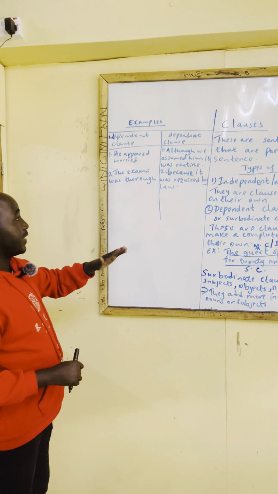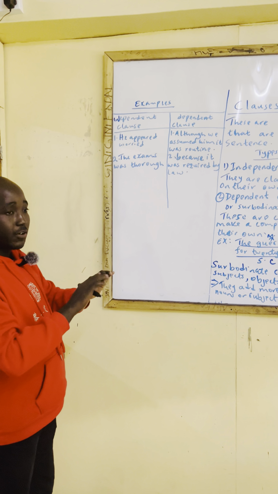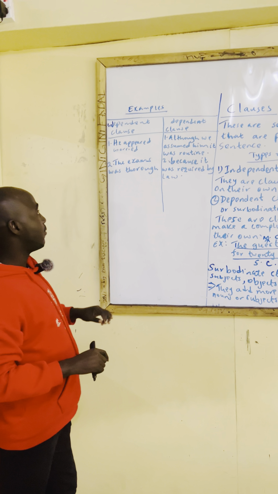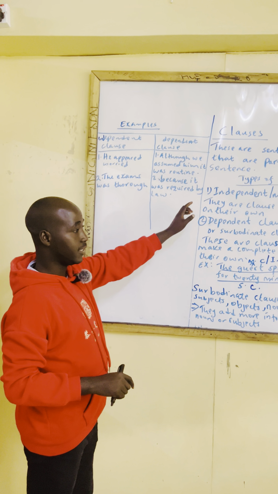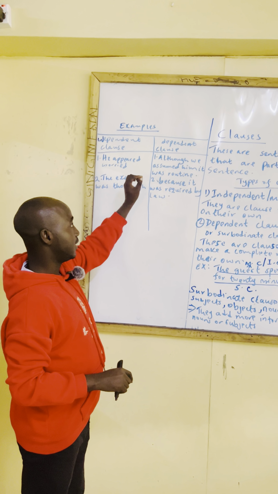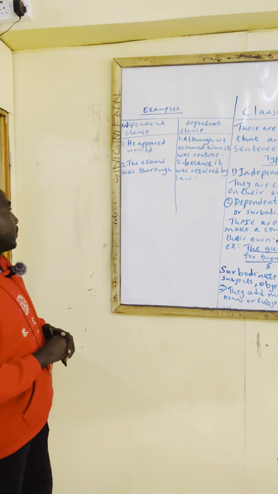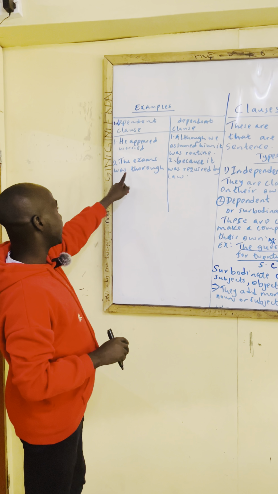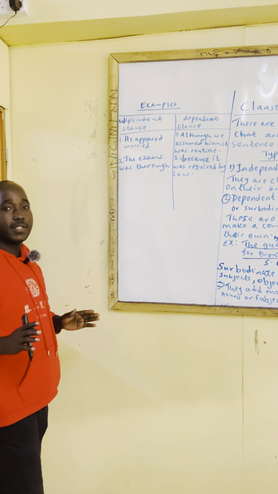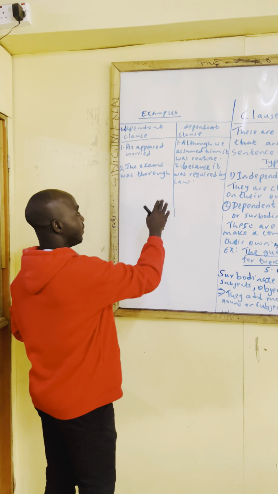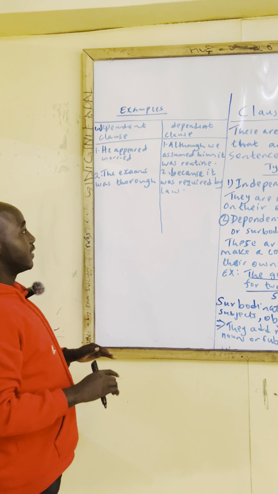He appeared worried. That means he was not settled, so it is showing complete meaning. While the dependent part, although we assumed him, it was routine, starts with although, a conjunction, so it does not convey a full meaning. There's some statement missing. Number two: the exams was thorough. That's a full sentence with a full meaning. But on the other side, because it was required by law, means there's some information missing.